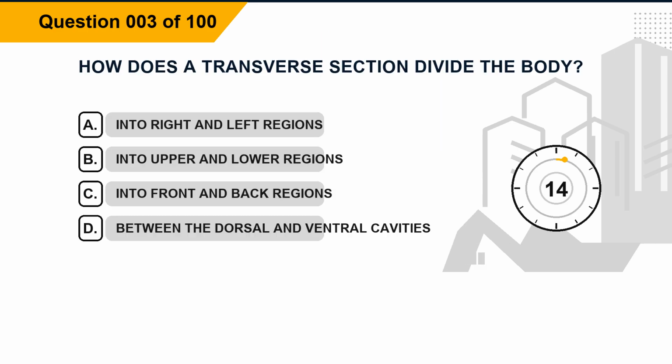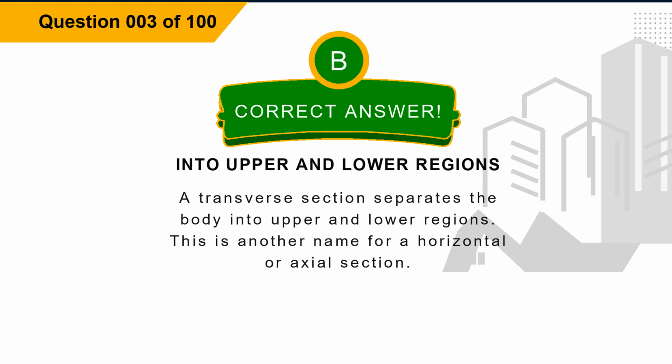Question 3. How does a transverse section divide the body? Option A, into right and left regions. Option B, into upper and lower regions. Option C, into front and back regions. Option D, between the dorsal and ventral cavities. The correct answer is option B, into upper and lower regions. Explanation. A transverse section separates the body into upper and lower regions. This is another name for a horizontal or axial section.